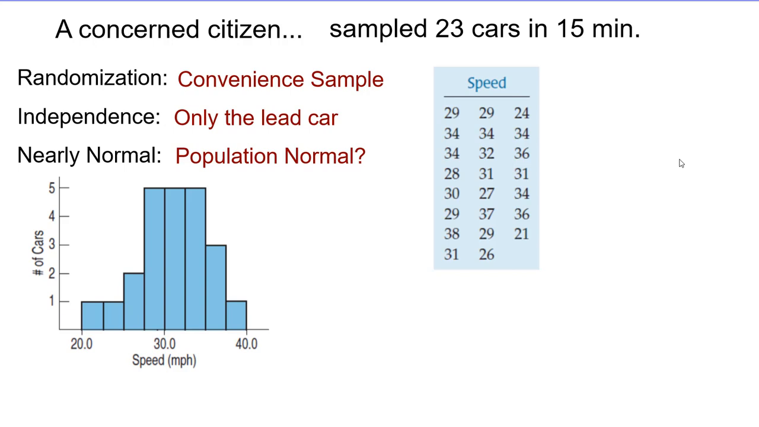Independent. So apparently he was only looking at the lead car. So if there were 2 cars stacked, one in front of the other one, the radar would only detect the first car, not the second one. And so he really only had the lead car. Could that be an issue? Well, the lead car might be the lead car, because if you're not first, you're last, right?